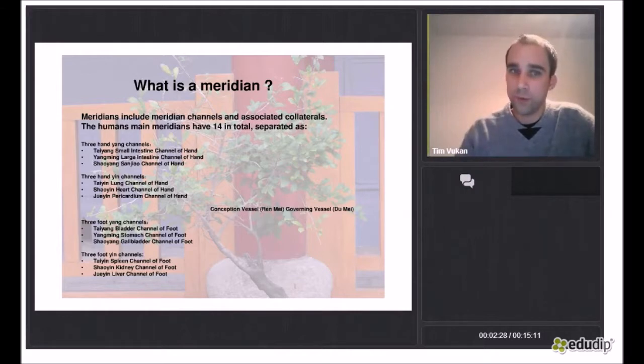So if you go through the list in front of you, you will receive an overview that every meridian is connected with one organ. Therefore, it's also able to balance organ functions.